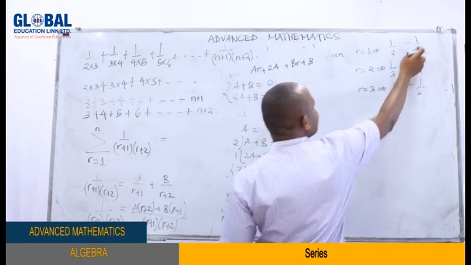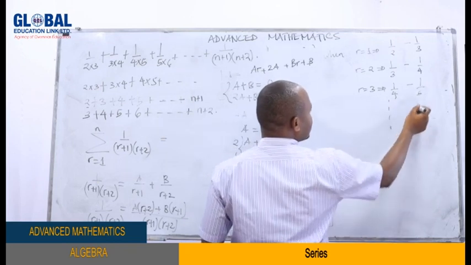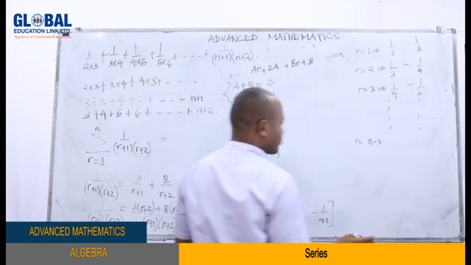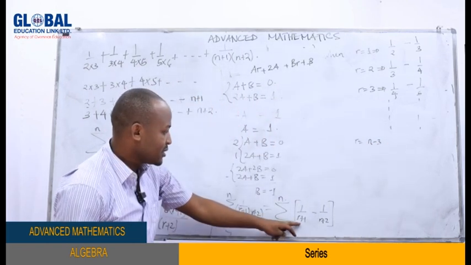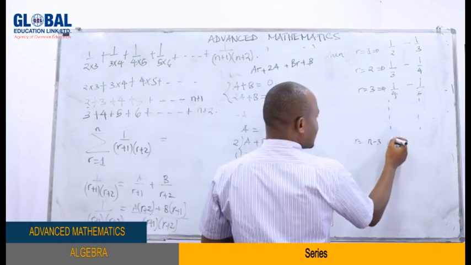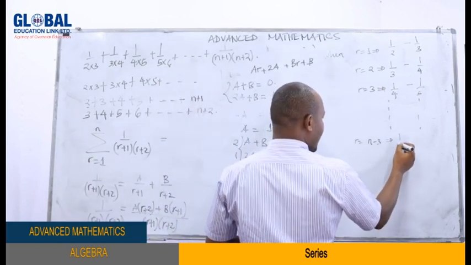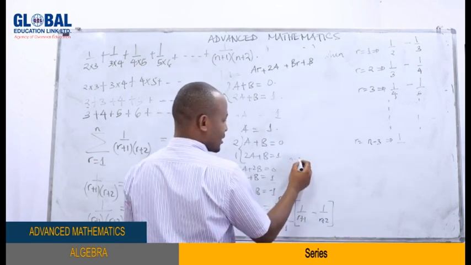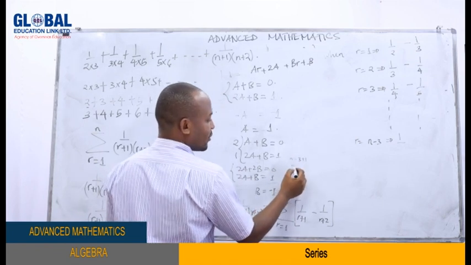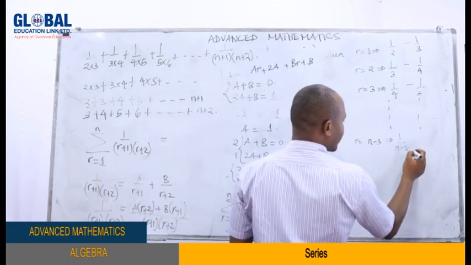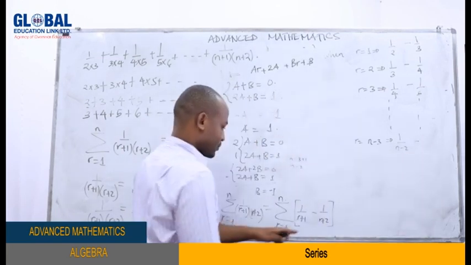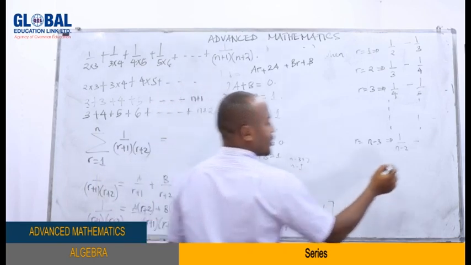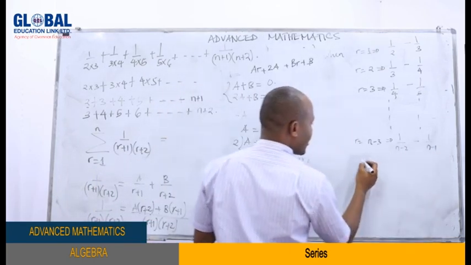But you will find that these are the same. So we can go down to when r is equal to n minus 3. Let's put n minus 3 there. That means we are going to have 1 over n minus 3 plus 1, which is n minus 2, minus 1 over n minus 3 plus 2, which is n minus 1.